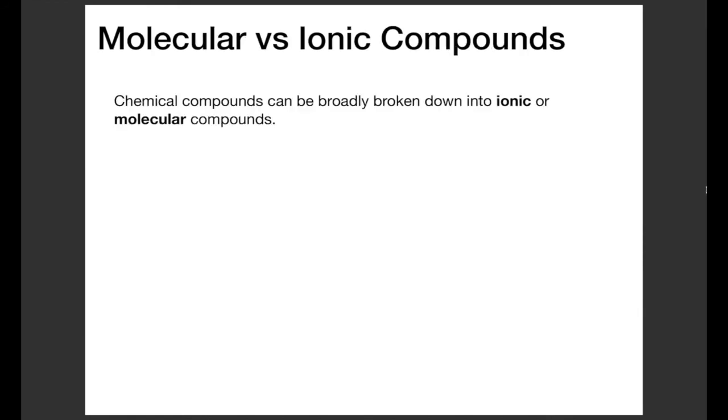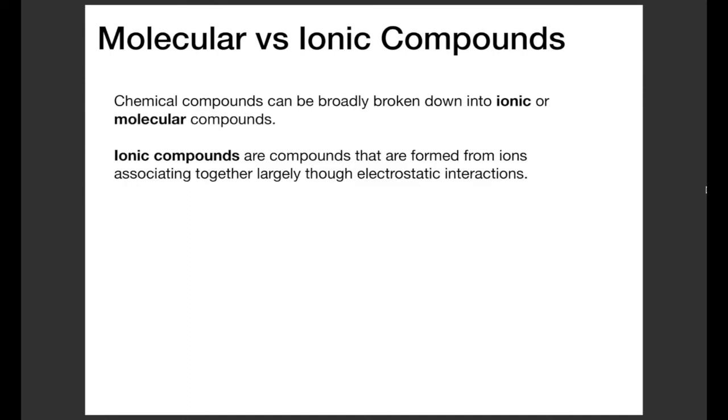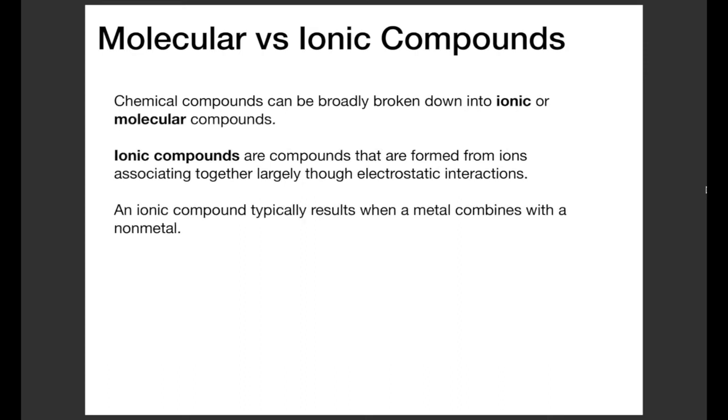Now that we've discussed ionic species, metals, nonmetals, and metalloids, we're going to discuss chemical compounds. Chemical compounds can be broadly broken down into ionic compounds and molecular compounds. An ionic compound is a compound that's formed from ions. So it's a compound formed by cations combining with anions. These largely associate together through electrostatic interactions. An ionic compound results when a metal combines with a nonmetal.